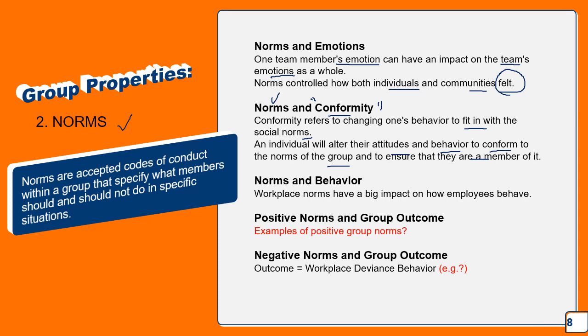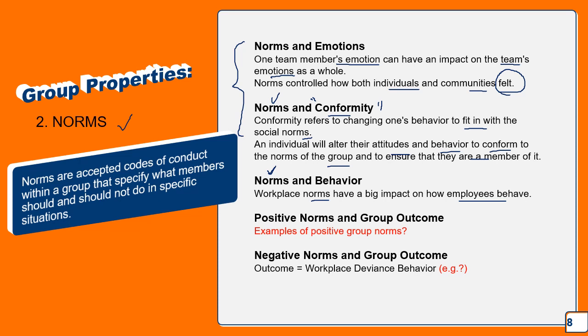The next one is norms and behavior. Workplace norms have a big impact on how employees behave. So definitely the norms, or the standards set by all the group members, will have an impact on behavior. Okay, in fact, what we have discussed before, norms and emotion, norms and conformity, are related to behavior as well. So norms will actually alter the behavior of employees, because employees want to be in the group, so they will change their behavior in order to be in the group by following the norms.